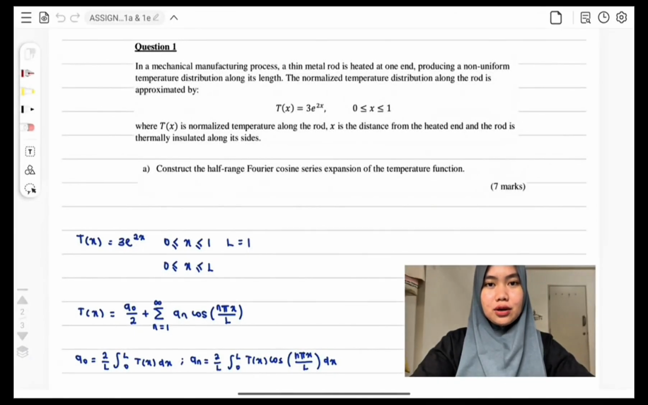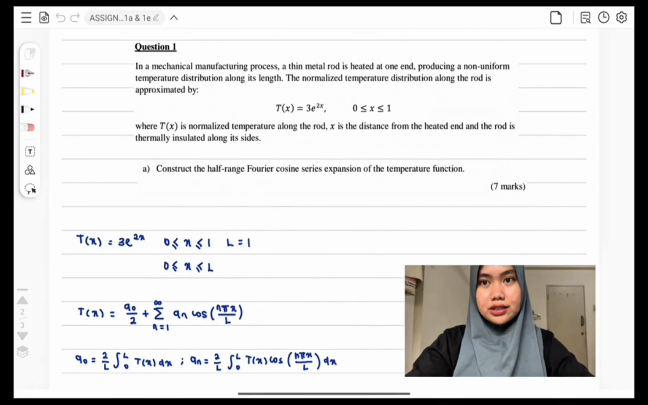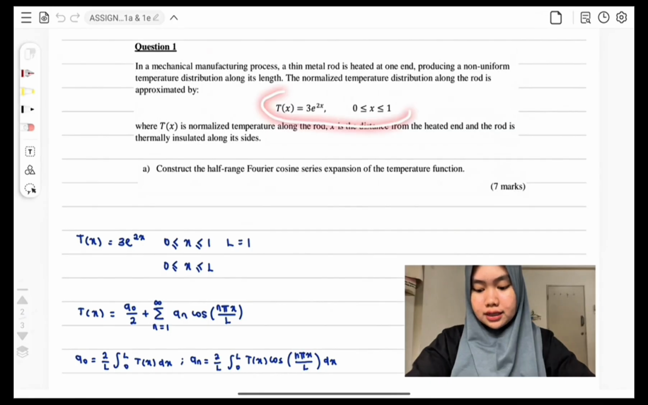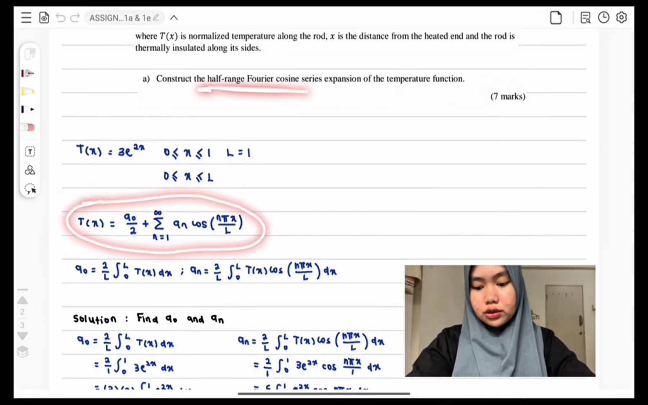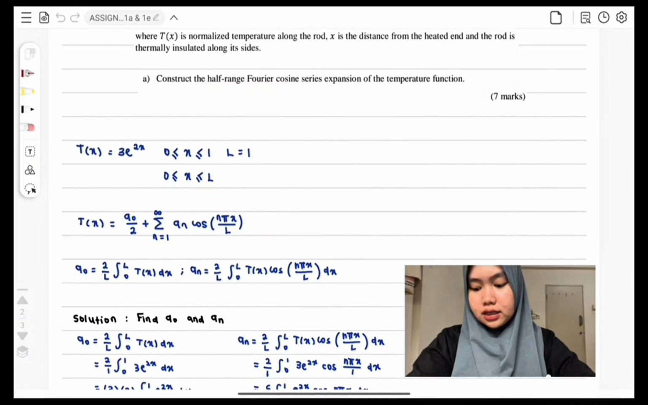I will explain to all of you the solution of question 1A and question 1E. For question 1A, as you can see, we are given the temperature distribution function T(x) equals 3e^(2x), where x ranges from 0 to 1. Since the question asks for a half-range Fourier cosine series, we use the formula T(x) equals a naught over 2 plus the sum from n equals 1 to infinity of a sub n multiplied by cosine of n pi x, because the interval length L is equal to 1.